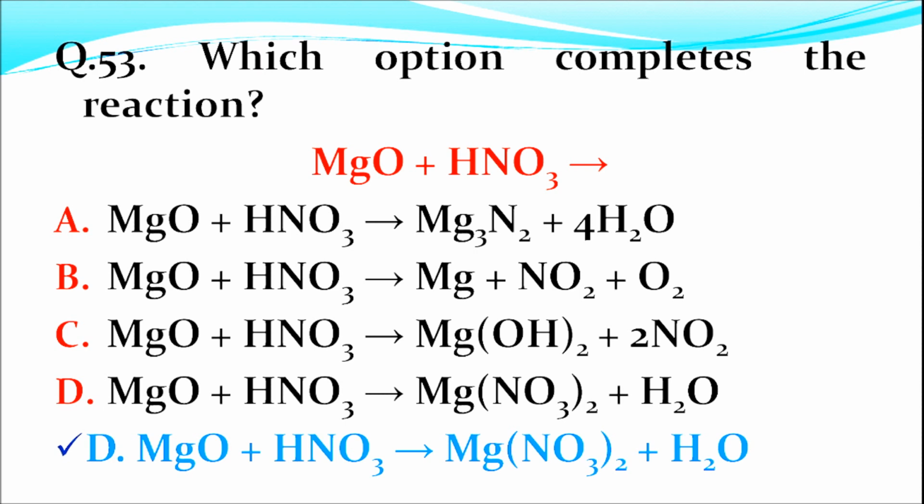So the correct reaction is option D. MgO, magnesium oxide, plus nitric acid, HNO3, gives magnesium nitrate, Mg(NO3)2, plus H2O. That is the complete reaction. Option D is correct.